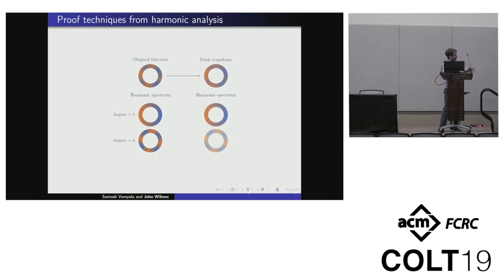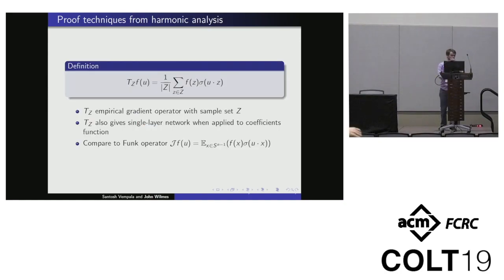So this is a function on S1. The orange color corresponds to positive values, the blue color to negative values. So this is a function given by the sum of a degree 1 part and a degree 4 part. And you can see that the Funk transform preserves the degree 1 part, preserves the degree 4 part up to some scaling. It shrinks, it scales down the higher degree part more than the lower degree part. So this is all the Funk transform is doing.